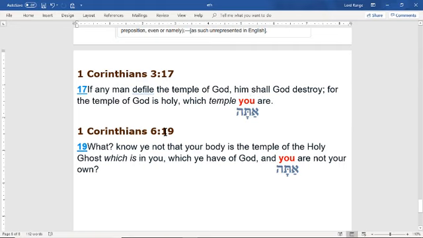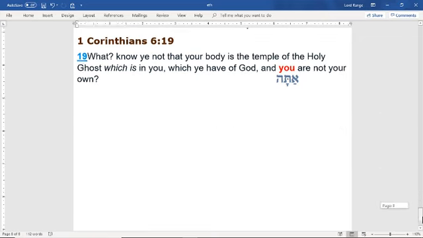1 Corinthians chapter 6, verse 19. What? Know you not that your body is the temple of the Holy Ghost, which is in you, which you have of God, and you, and self, and eighth, or atah. This is that you are not your own. Why? Because you belong to atah. You are bought with a price. So hope you understand that.